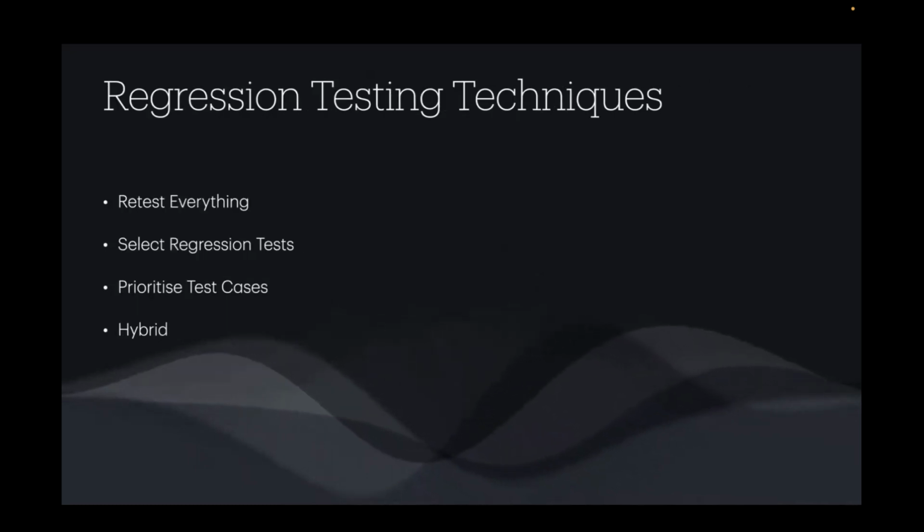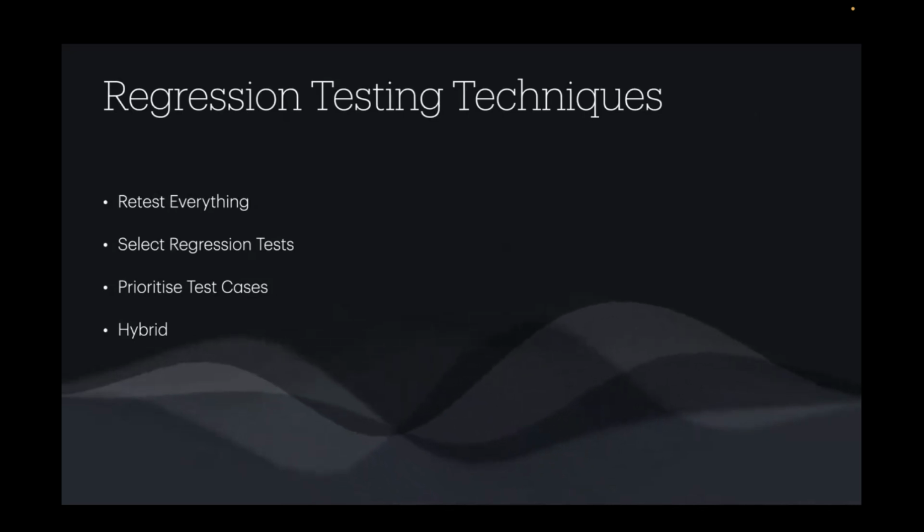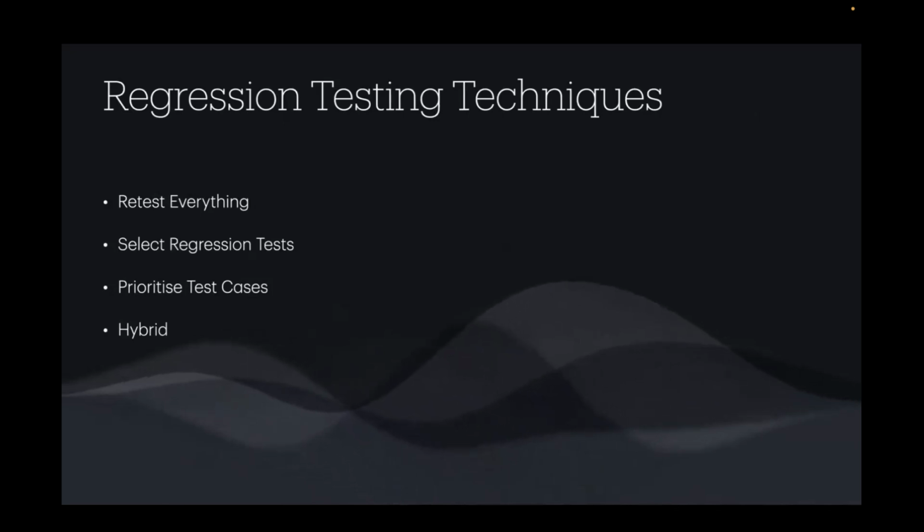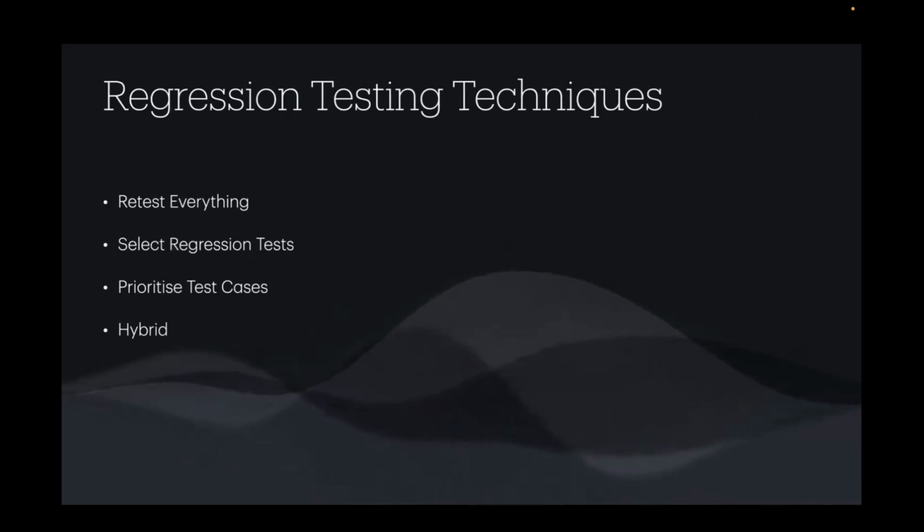Talking about the regression testing techniques. So there are 4 different techniques that can be used while performing regression testing: retest everything, select regression test, prioritize test cases, and hybrid technique. So let's learn about them one by one.